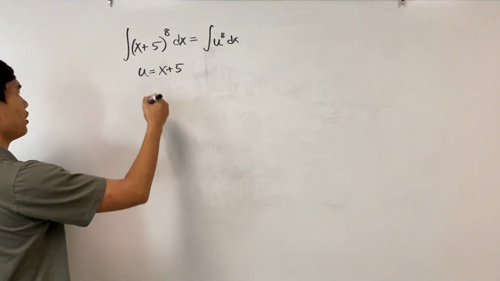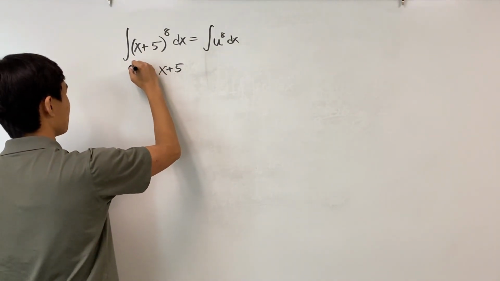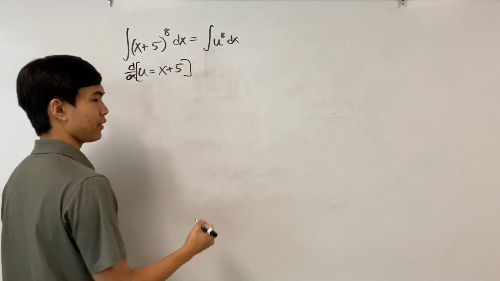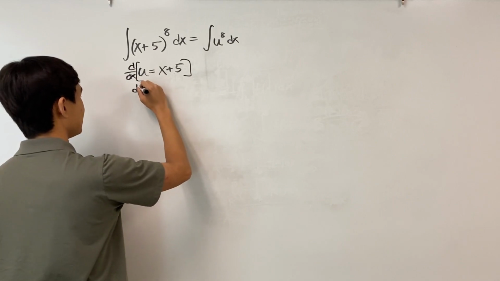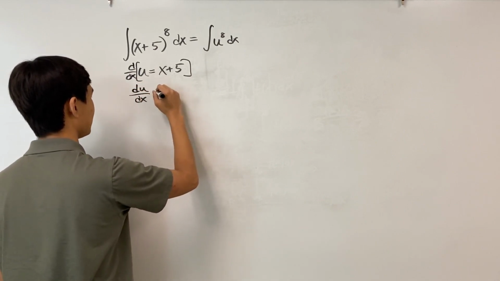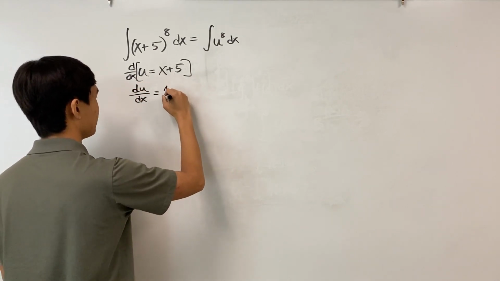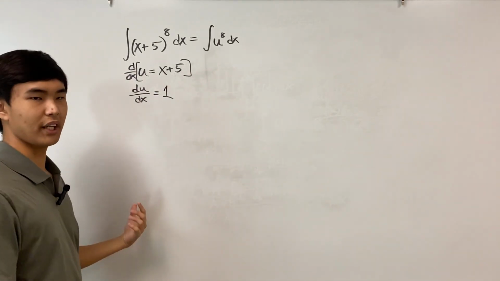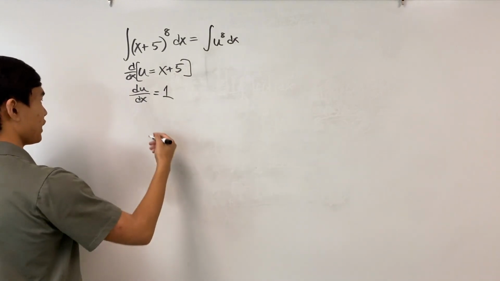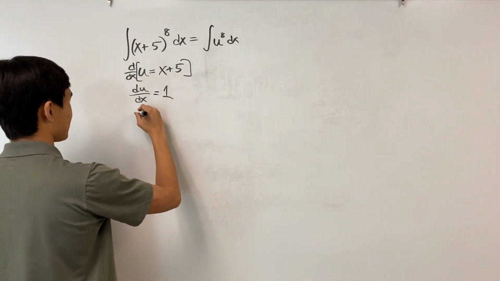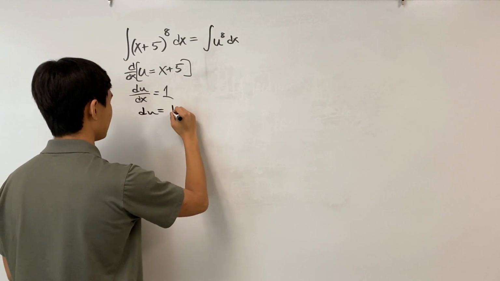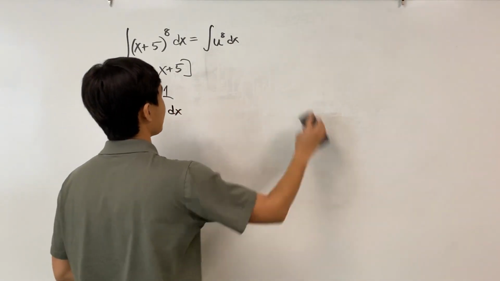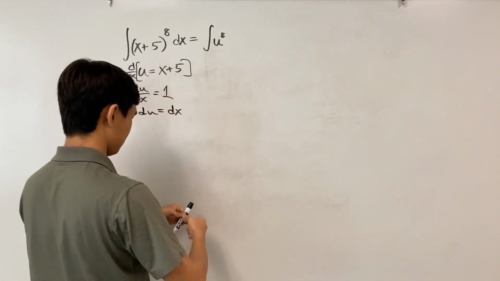Of course. We can take the derivative with respect to x on both sides. So this gives us du dx equals, this is 1, and this is 0. But we have du dx, not du. So what we can do is multiply by dx on both sides to get du equals dx. And so now I can substitute this here.